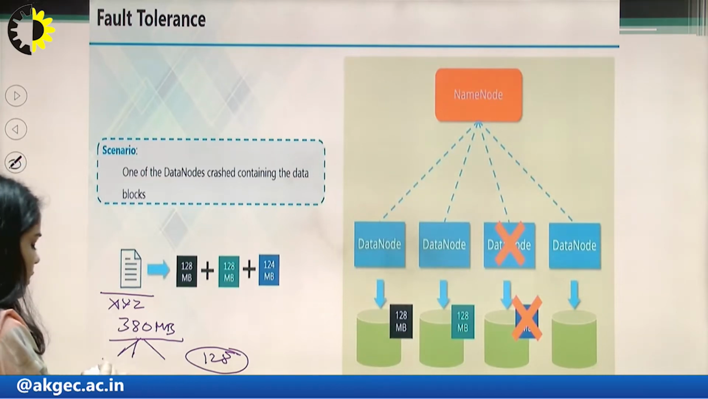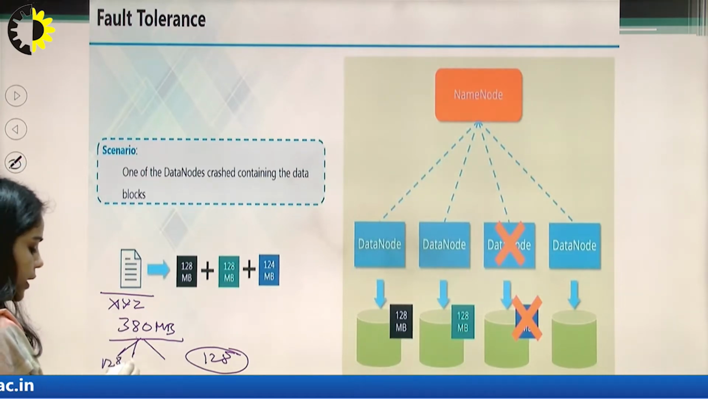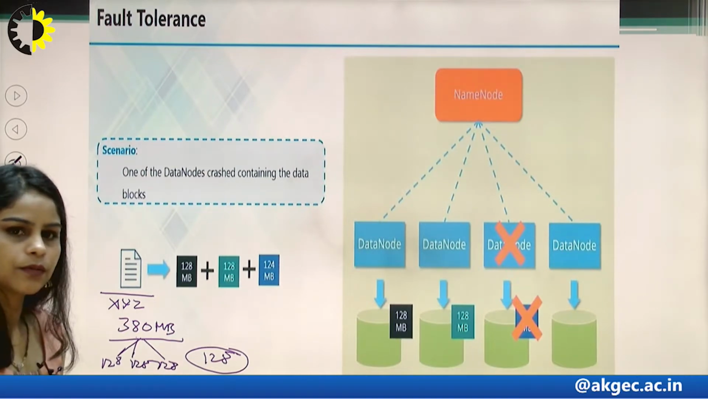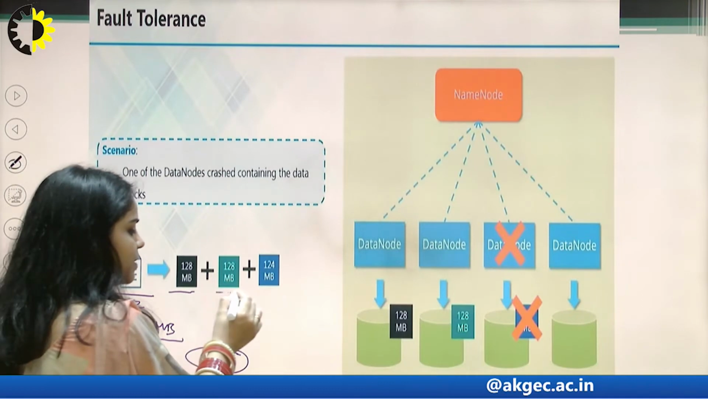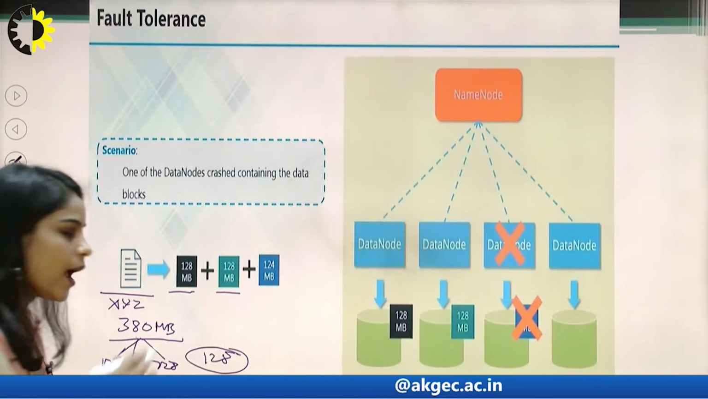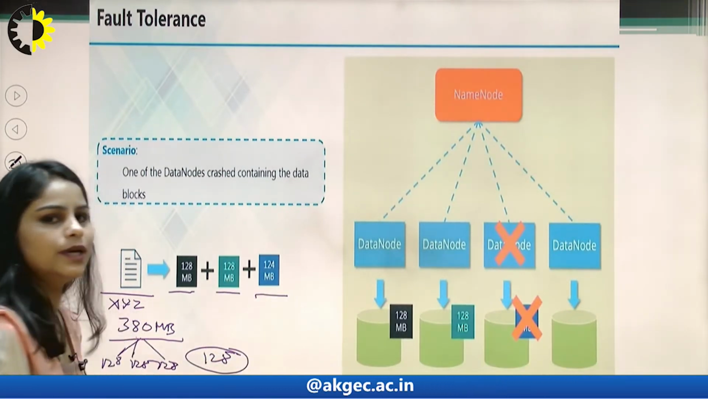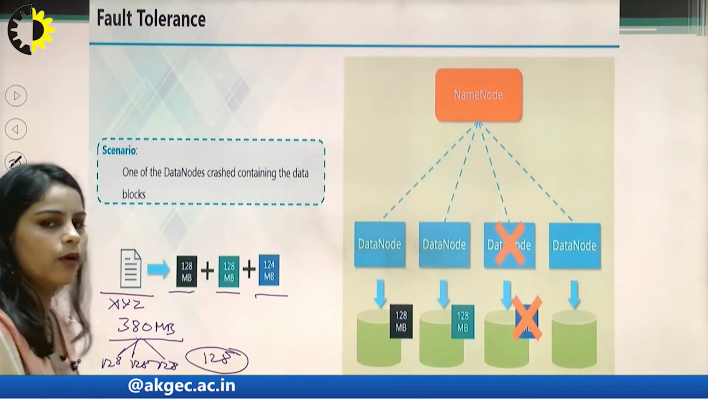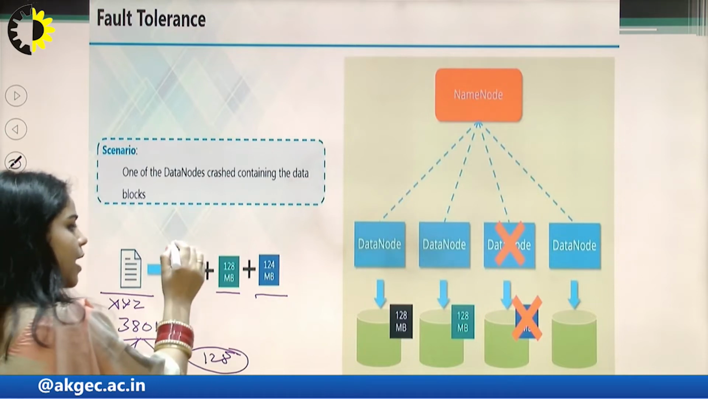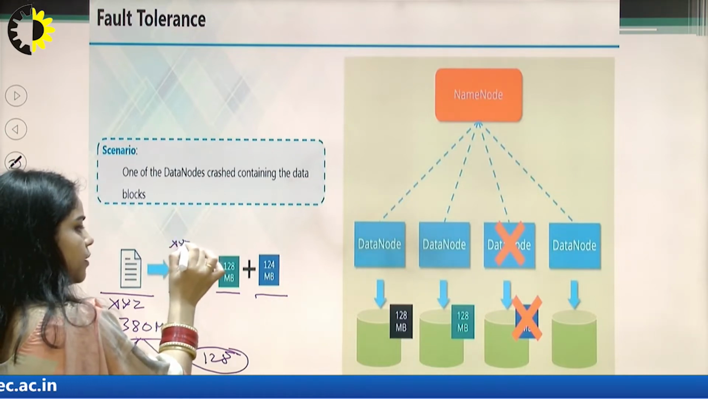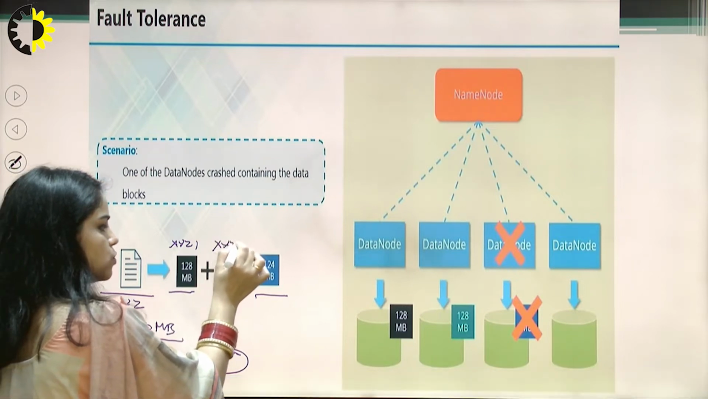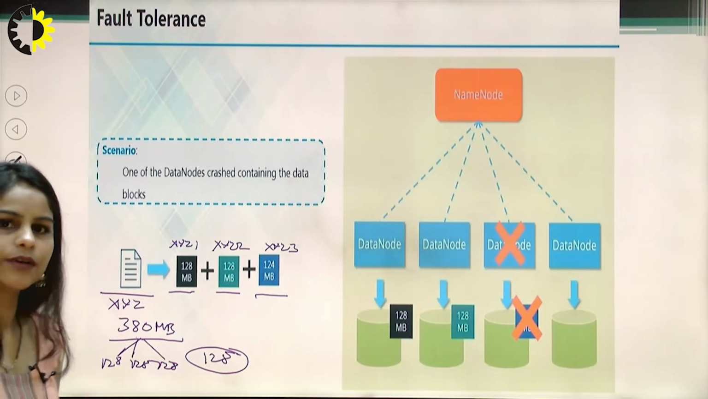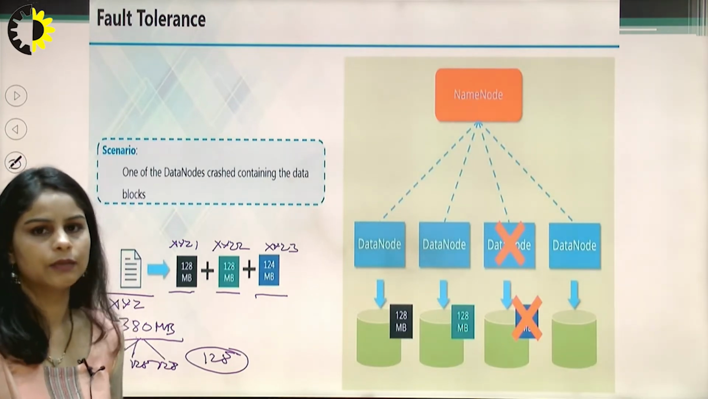So let's say we divide them into 3 blocks. Two of the blocks will be of size 128 MB and one will be of size 124 MB. The size of a data block can also be less. This is the remaining block. Let's name them XYZ1, XYZ2 and XYZ3. So there are 3 blocks that we have received after dividing the file into smaller chunks.